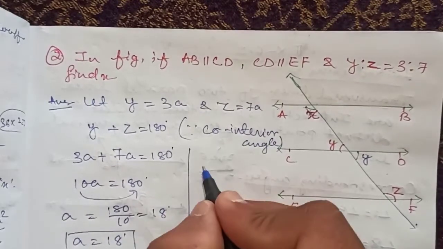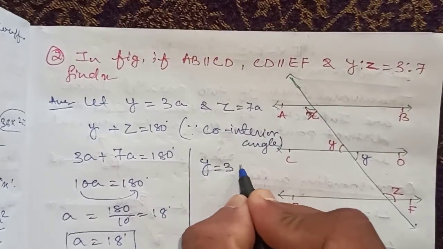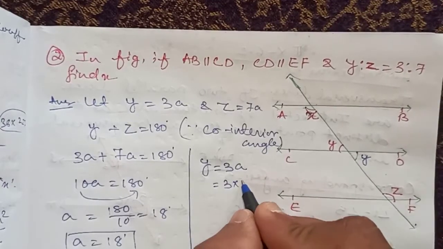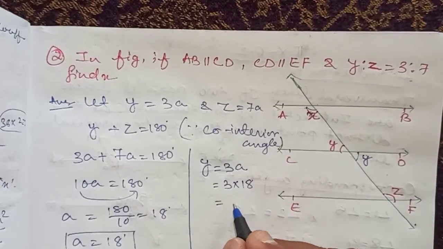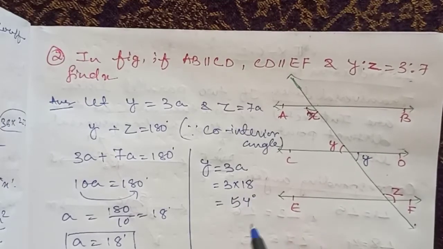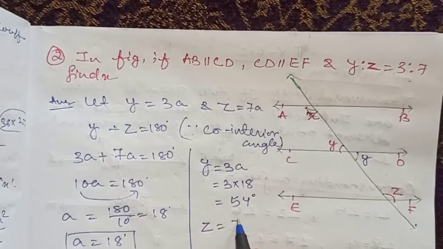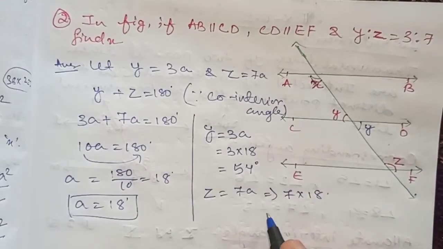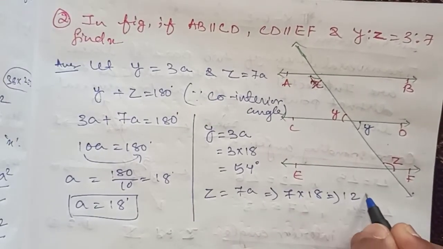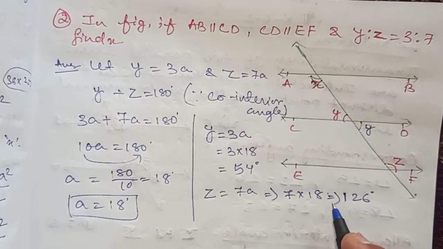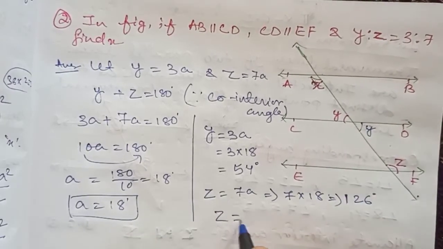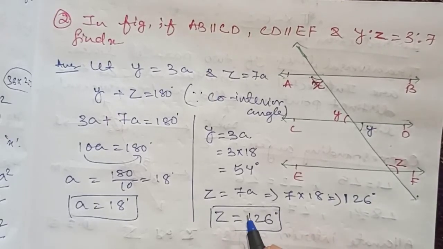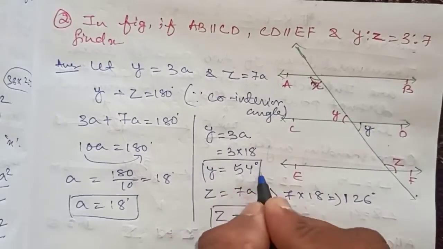Getting it? So what is the value of y? Y is 3a. That means 3 into a, how much is it? a is 18. Substitute here. 18 into 3 is 54 degrees. And z is 7a. 7a means 7 into 18. 7 into 18 is how much? 126 degrees. So z is 126 degrees and y is 54 degrees.